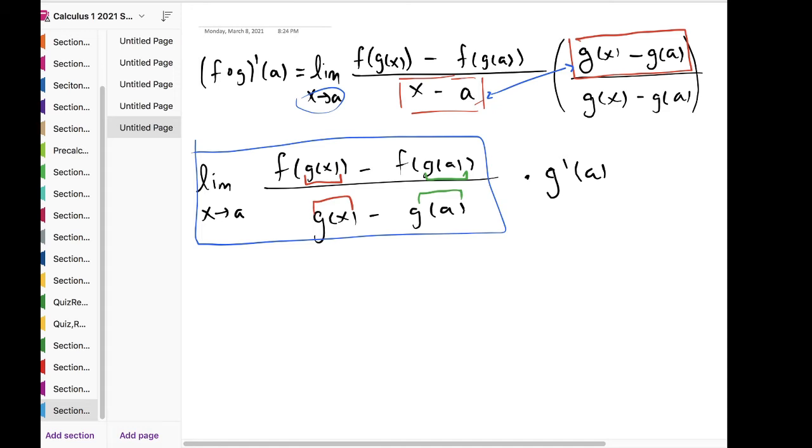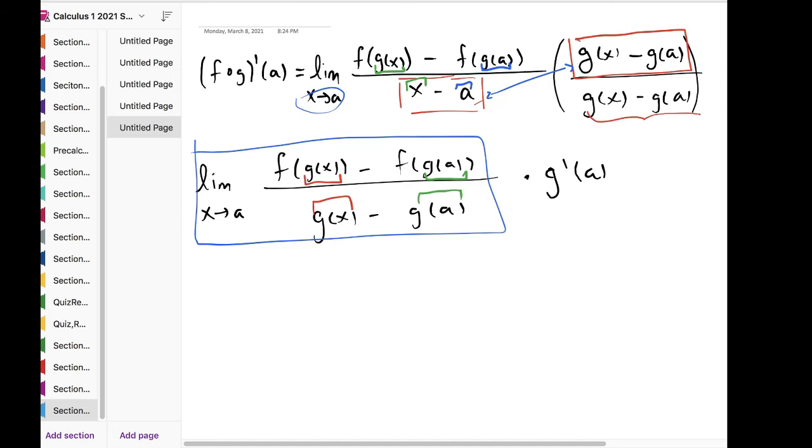What was wrong with this limit here was, usually with derivatives, these things need to be the same: g of x minus g of a over x minus a. The x value you plug in needs to be the same as the x value here. So by multiplying by this term, we were able to bring in the term that we wanted.